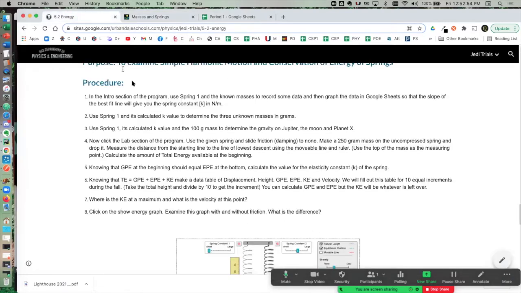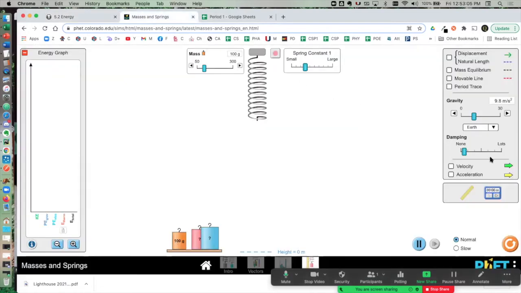Let's see, what's the first thing it says? It says, now click the lab section of the program. Use the given spring and slide the friction, it's called damping, down to none. So we don't want any friction on here. So over on the right, make sure the damping is all the way to none. Okay.